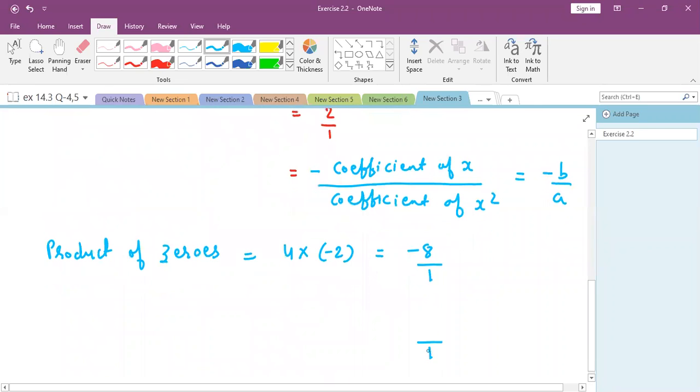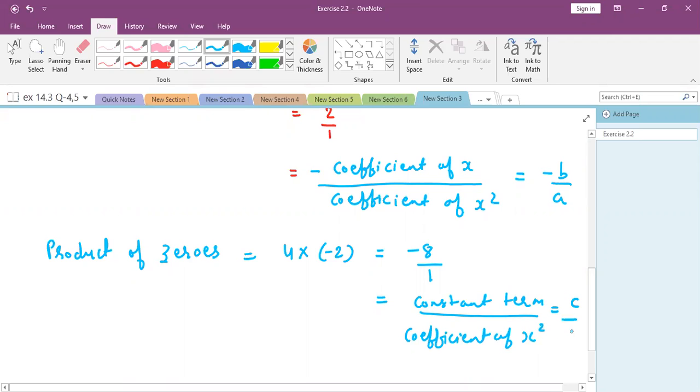So we will write here that it is equal to the constant term upon 1. 1 is the coefficient of x square. You can see if your polynomial's x square is not having any coefficient, that is equal to 1. So the coefficient of x square. So here the relationship is verified between the zeros and the coefficients. The constant is c, and the coefficient of x square is a. So it is c upon a.